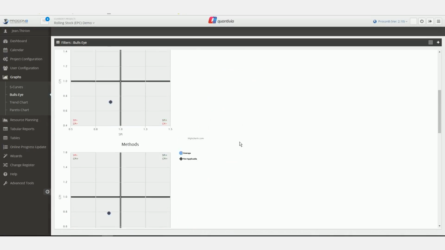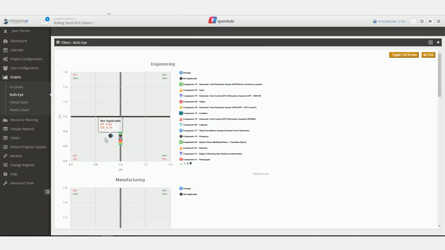Evaluating, for instance, what engineering looks like, all of the deliverables are in close proximity to each other, indicative of a group which is under control.